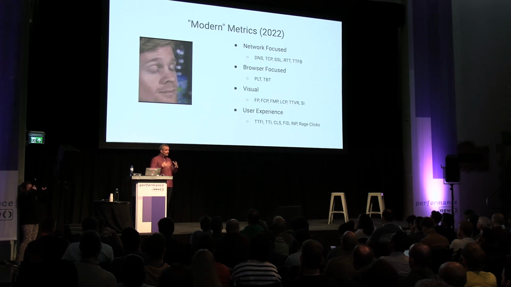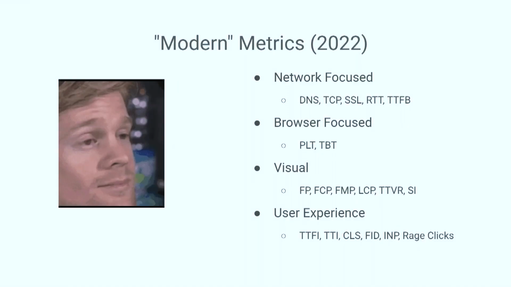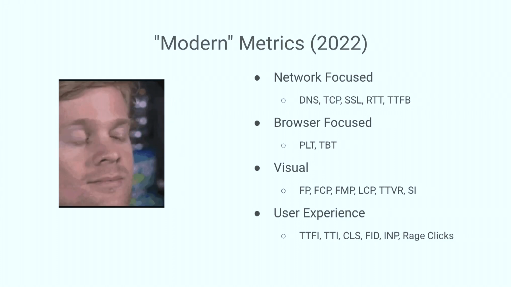And then lately we've been doing a lot of user experience related metrics. And this is really good, I think a good evolution for all of us, measuring how the user is reacting to the site, maybe how they're feeling. We have things like time to first interaction or time to interactive of the page, cumulative layout shift to measure frustrating things that are happening, FID and INP, again, Core Web Vitals, and even rage clicks, how often the user is rapidly clicking on one thing because they're getting frustrated.